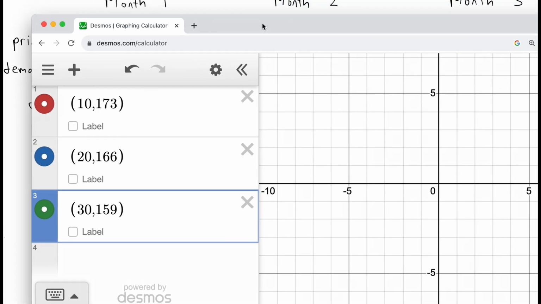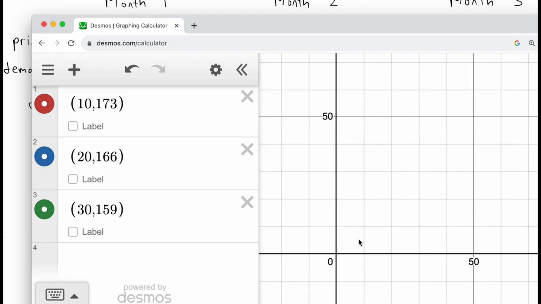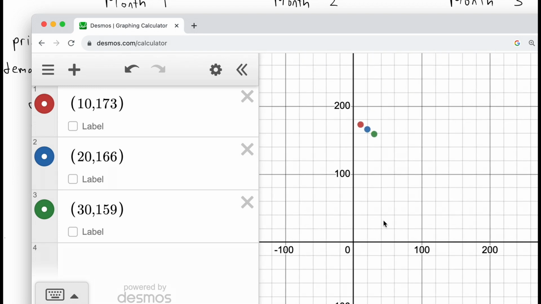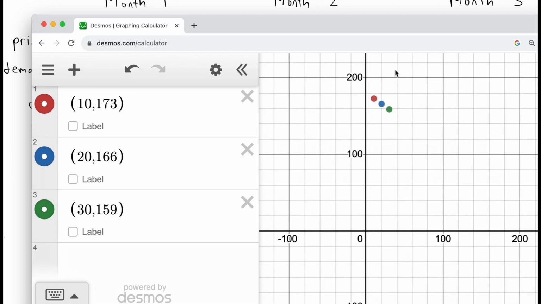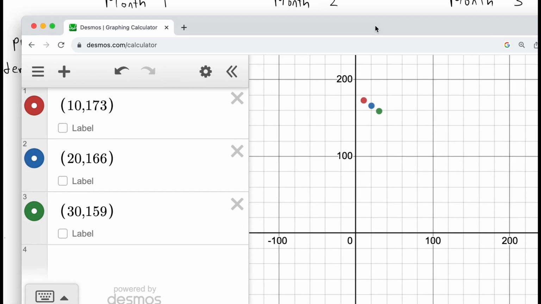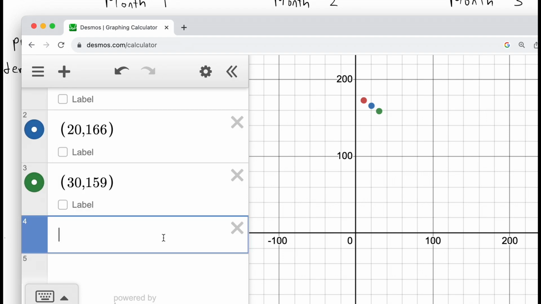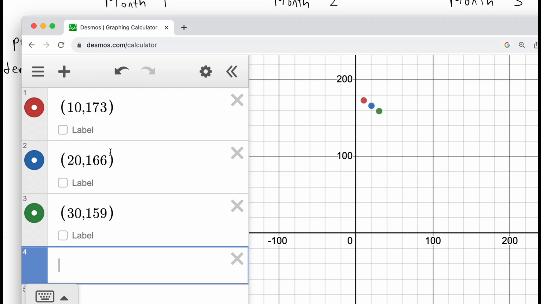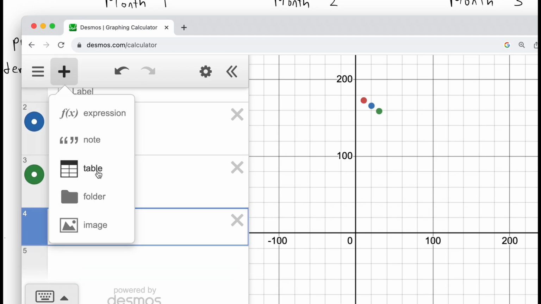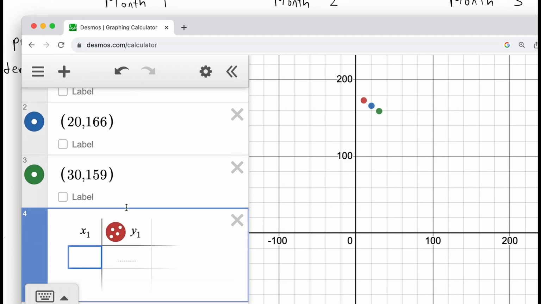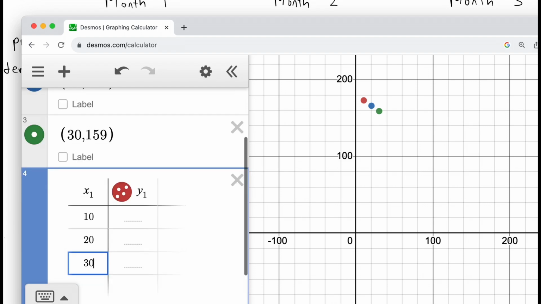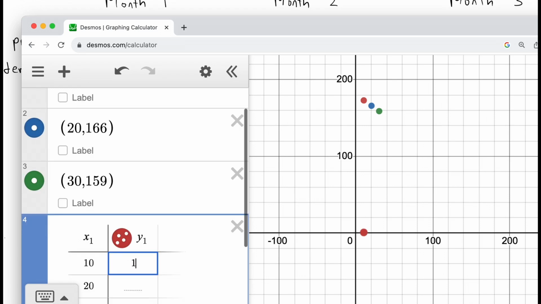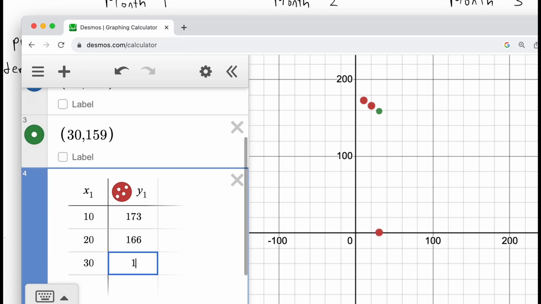Now I'll try to find my data. There it is. Okay, now what we can do is regression on the data that we collected. In this program, though, we first have to enter it into a table before we do the regression. So I just want a table showing those same values. The X's will be 10, 20, and 30. Those are the prices. The demands are 173, 166, and 159.